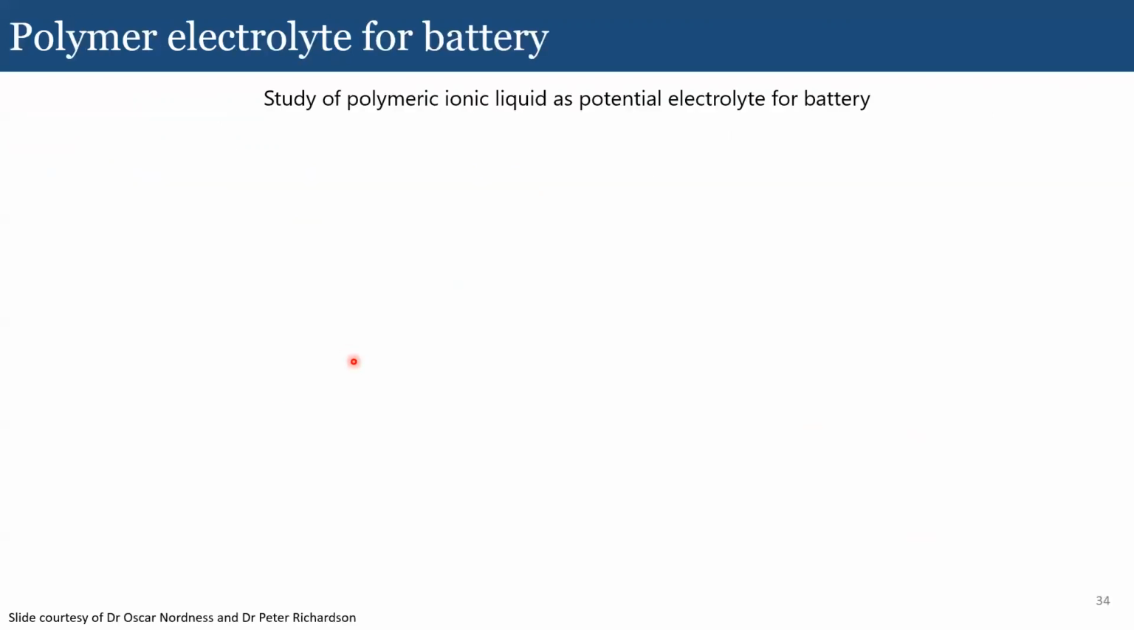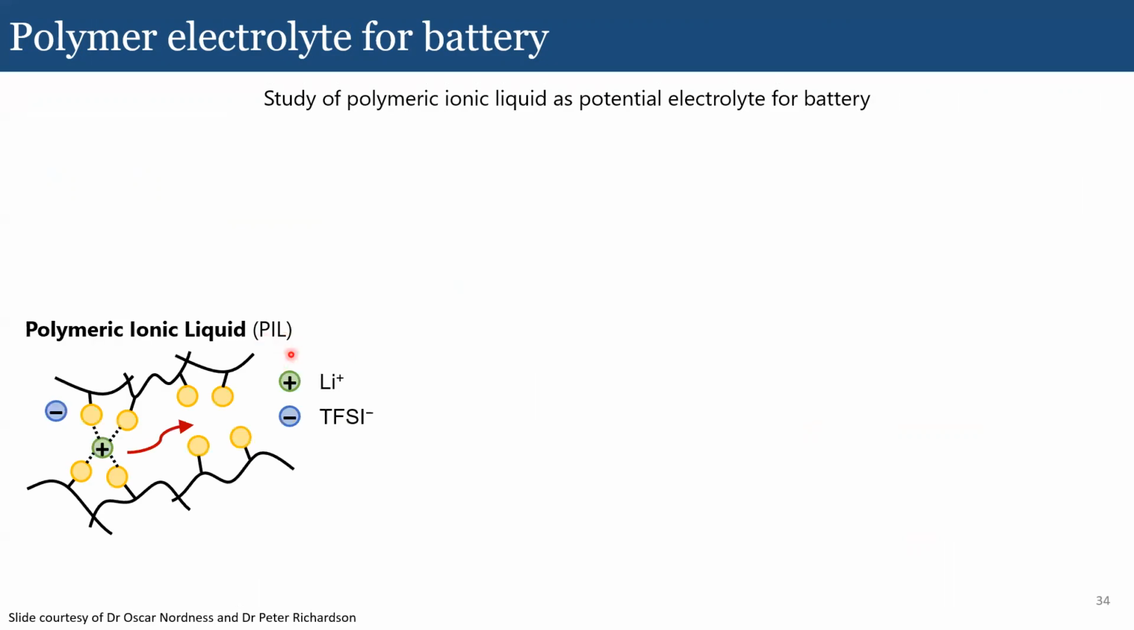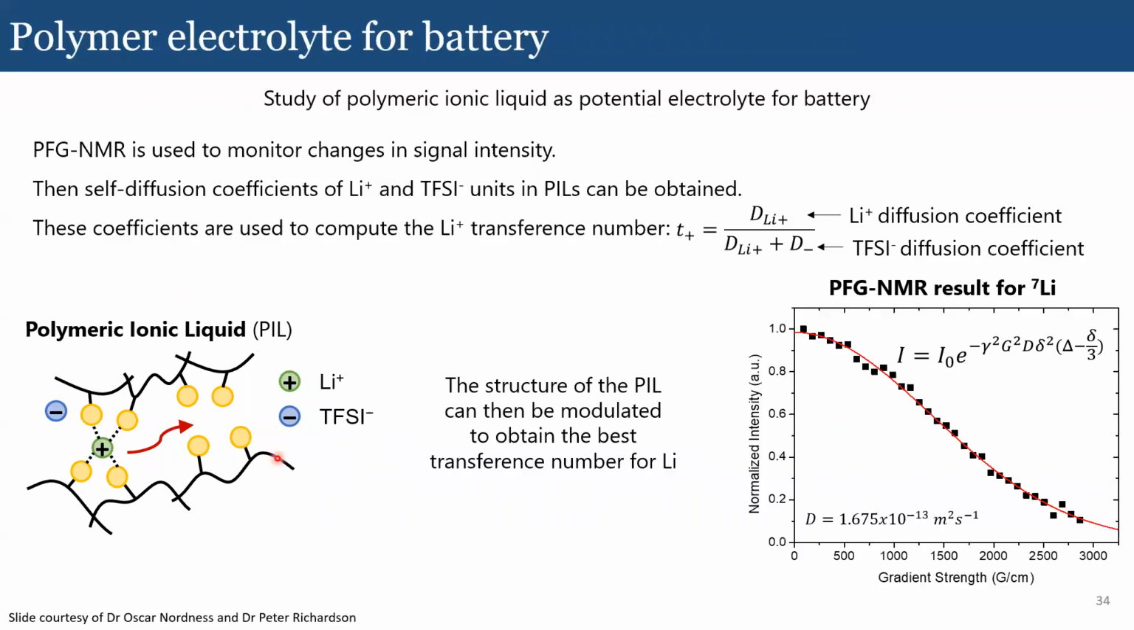So still working with PFG NMR, here I'm now focusing on a polymeric ionic liquid, which has lithium ion and TFSI ion as charge carriers. Again, in such a system, if you run PFG NMR, you can monitor the diffusion of both lithium and TFSI ion separately. Knowing these two diffusion coefficients, you can then move back to the lithium ion transference number, which is not something that is easy to get, for example, from impedance spectroscopy. But from PFG NMR, you can get that.